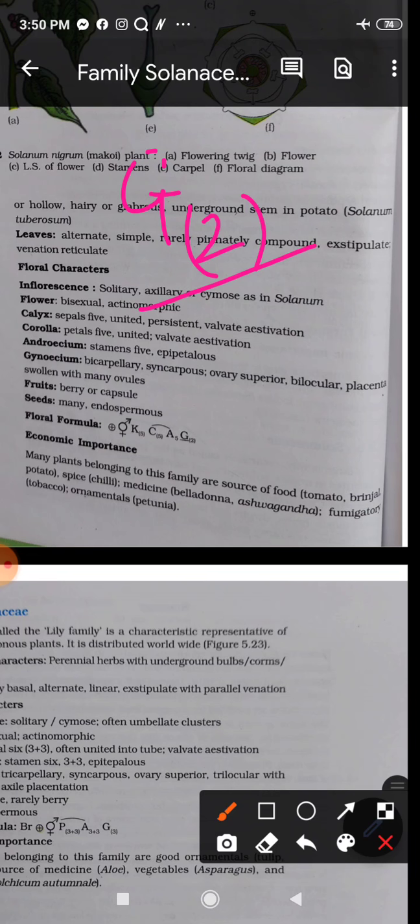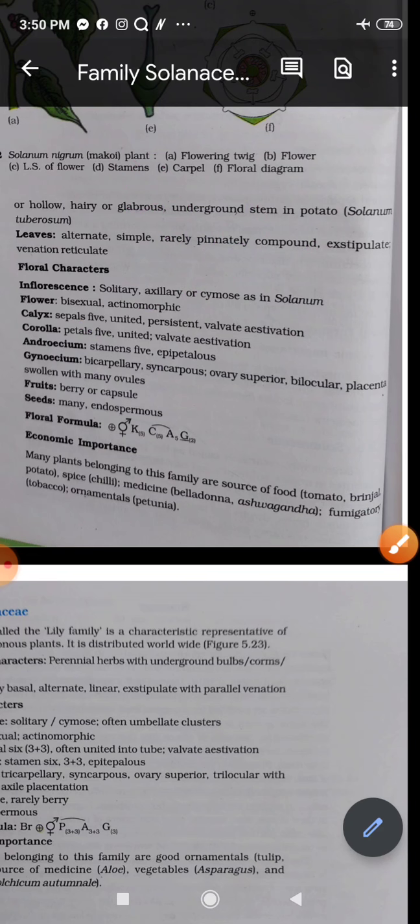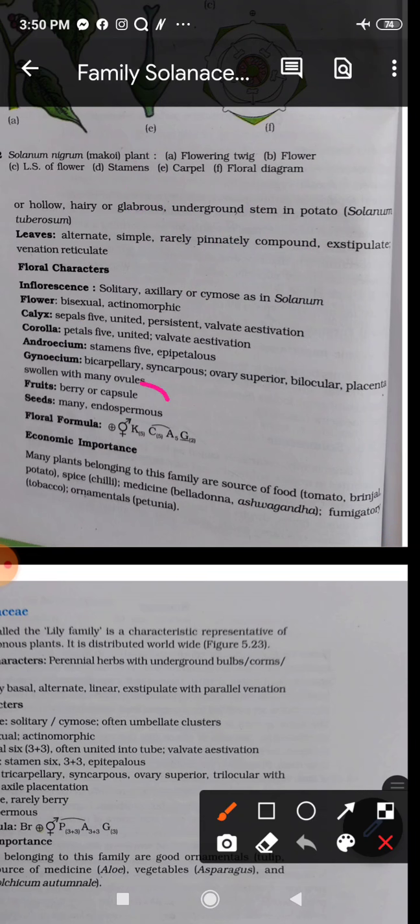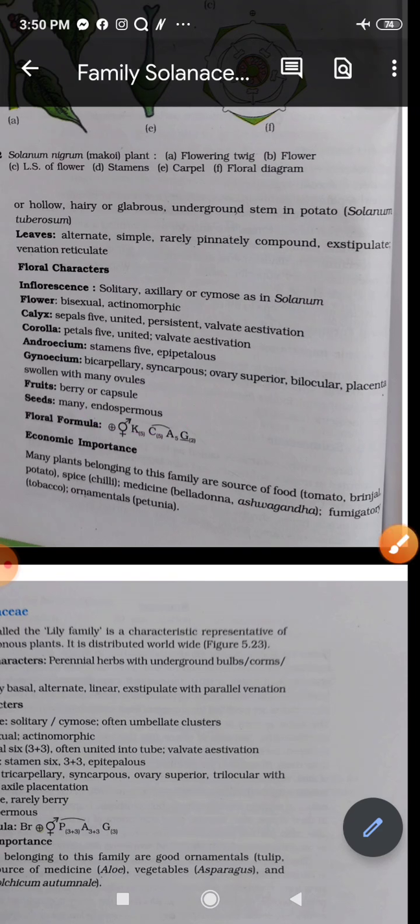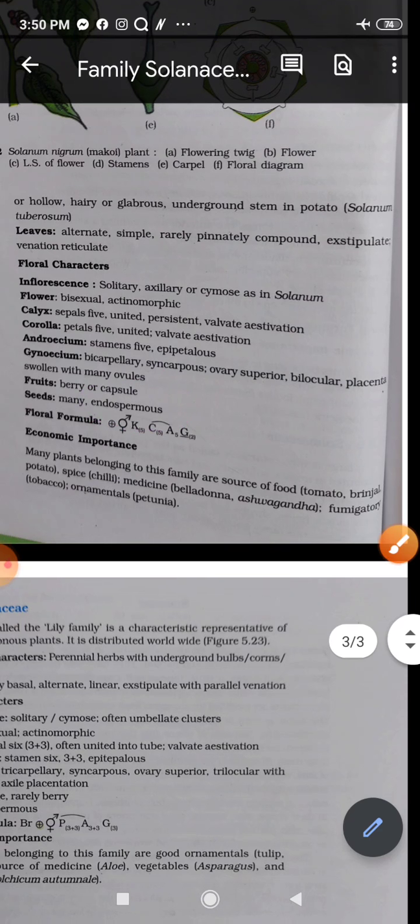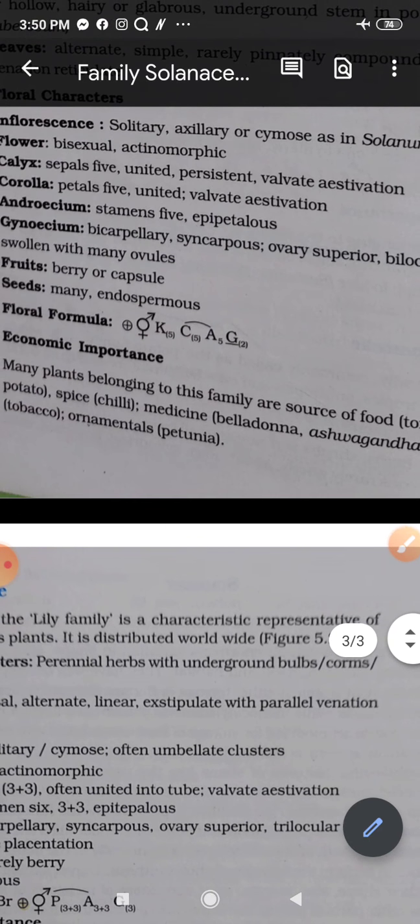Right? What is the fruit type? It is either a berry or it may be in the form of a capsule. Right? Seeds, there are many seeds, and endospermous means the seed possesses endosperm. Right? That is the nutrient material. Now we look at the floral formula.